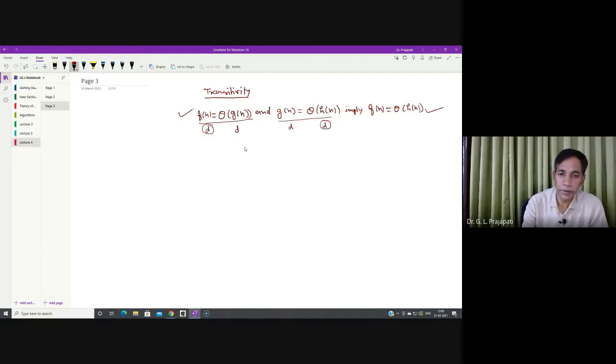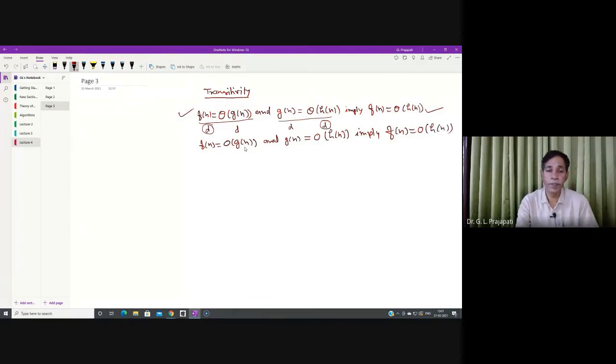Now let us see the other notations, like the big O notation. So we will see whether they also show the transitivity or not. So if you are given f of n is big O of g of n, and g of n is big O of h of n, can this imply f of n is big O of h of n?